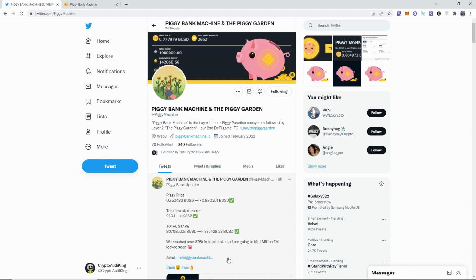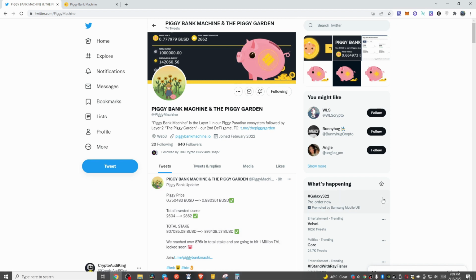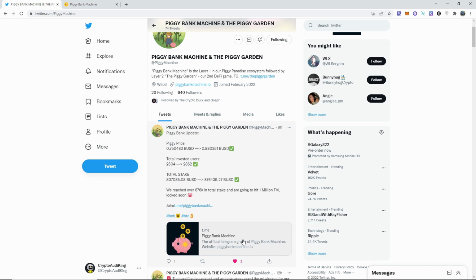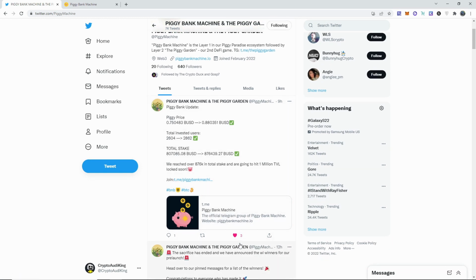DeFi Empire Gold is on the 20th, and tomorrow, which is the 19th, is the Piggy Bank Machine. So really excited. There's some money to be made, man. Diversify your portfolio. That's the best I can tell you.